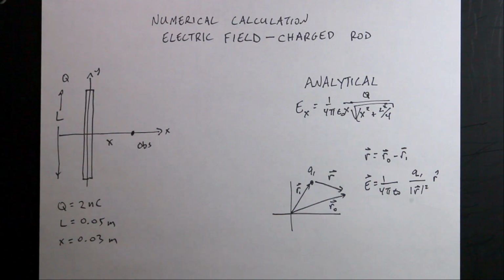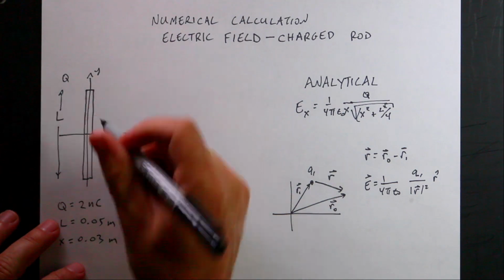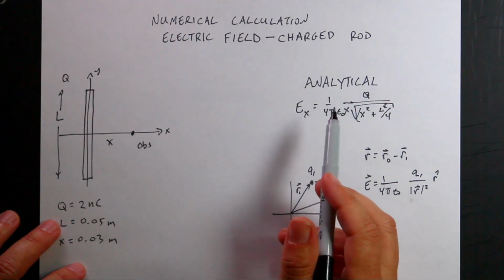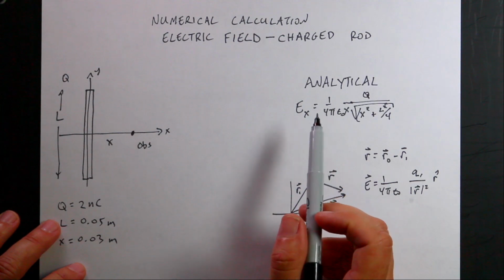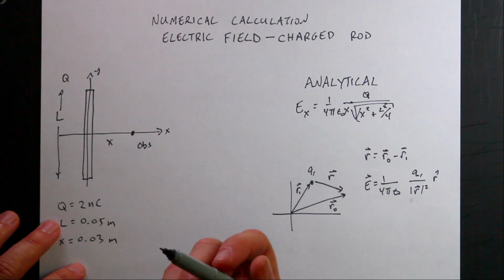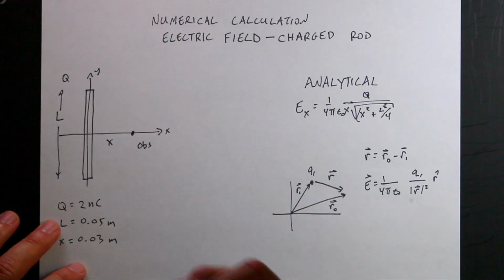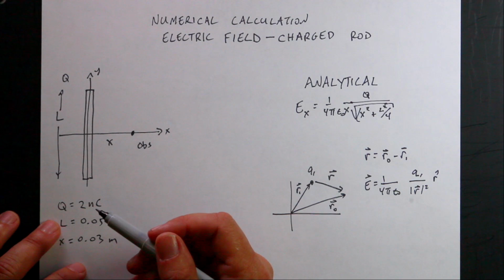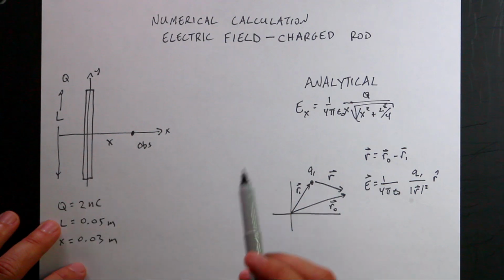Now, there's another way to calculate something like this, and that's with a numerical calculation. Maybe you haven't seen it yet, then you should go watch that video. But what I did was to take this rod, since we don't know how to find the electric field due to a rod, we do know how to find the electric field due to a point. And let me show you that real quickly as a review.